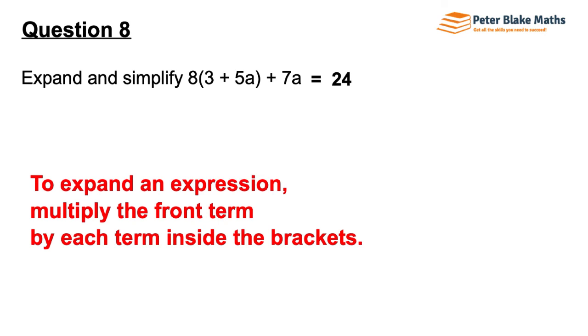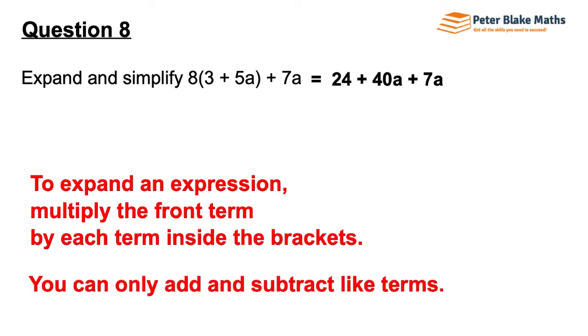So 8 lots of 3 is 24. Now 8 lots of 5a is plus 40a. Keep them separate because they're not like terms. And we just have plus 7a, which wasn't affected by the expanding of the brackets. We're then allowed to add and subtract like terms. Can you see that there's two like terms there?